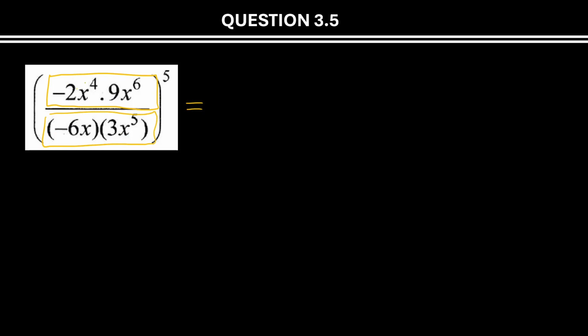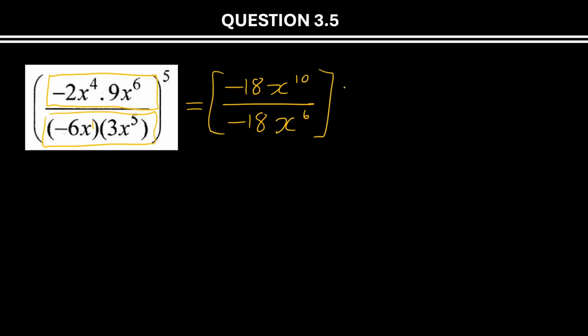Okay, last one. So here we're going to multiply this and multiply this. That's pretty simple. Negative 2 times 9 is negative 18, and then x to the power of 10, 4 plus 6, over, so negative 6 times 3 is also negative 18, and x to the power of 1 times x to the power of 5 is x to the power of 6, and that's all to the power of 5. And then we've got these two that cancel, and that's going to be x to the power of 4, 10 minus 6, and that is to the power of 5. So now we've got x to the power of 4 times 5, which is x to the power of 20.